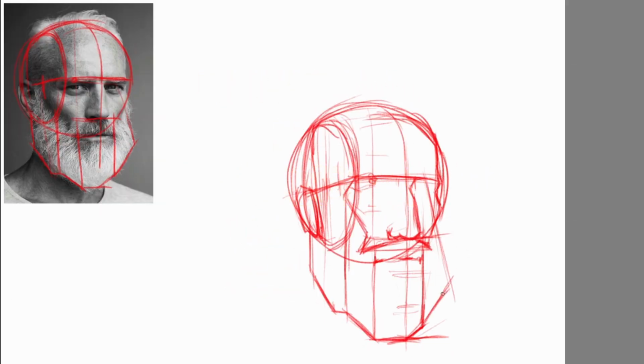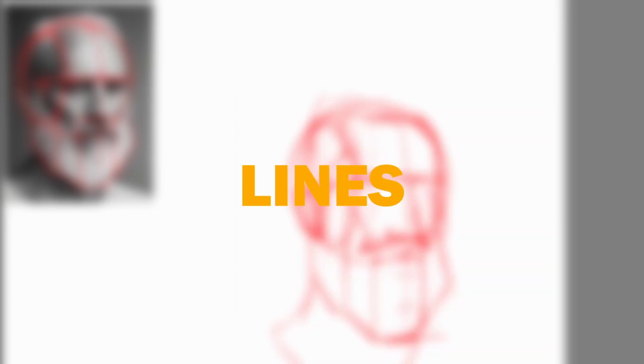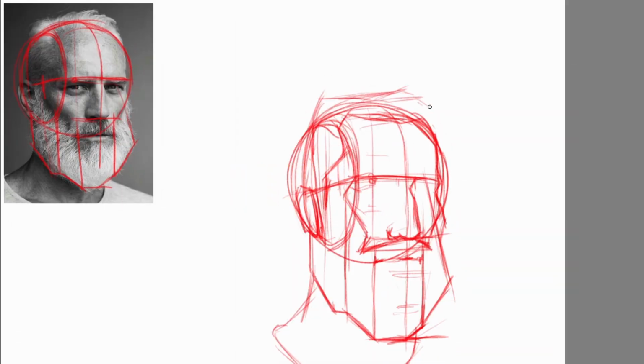Let's start with distances. Distances aren't actually important on their own, but rather in relation to one another. Measuring these is one of the only ways you can ensure that elements aren't too big or too small in relation to the rest of your drawing. Lines are pretty straightforward. Essentially, you can use imaginary vertical, horizontal, and diagonal lines to either draw parts of your drawing or check which parts of the reference may be aligned with one another.